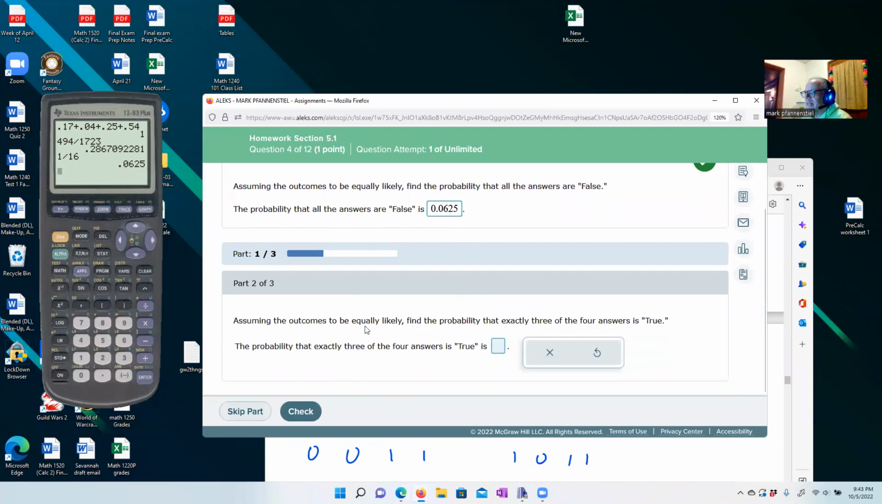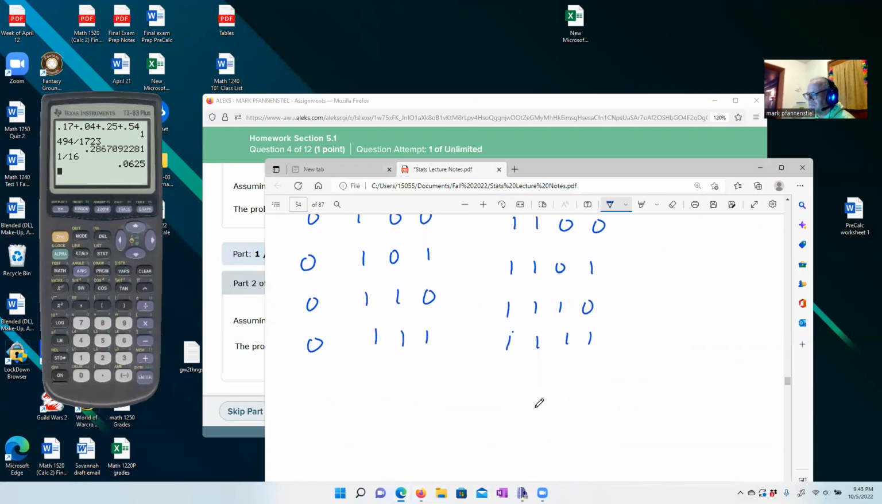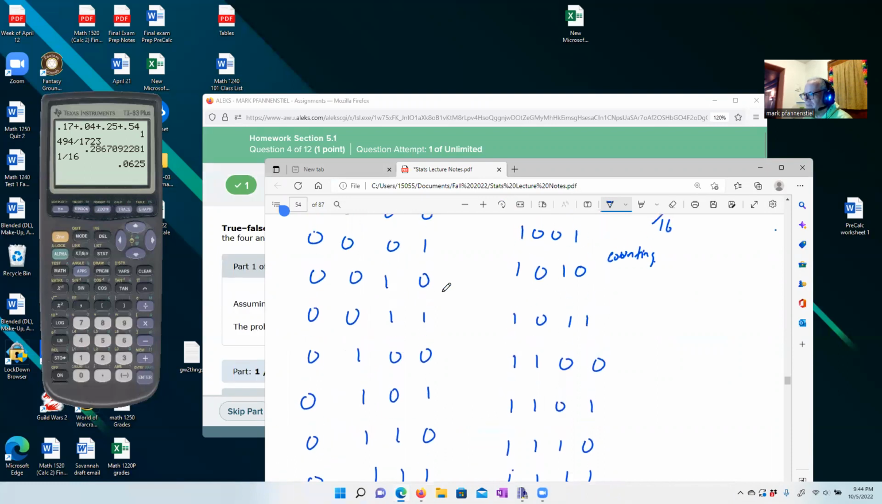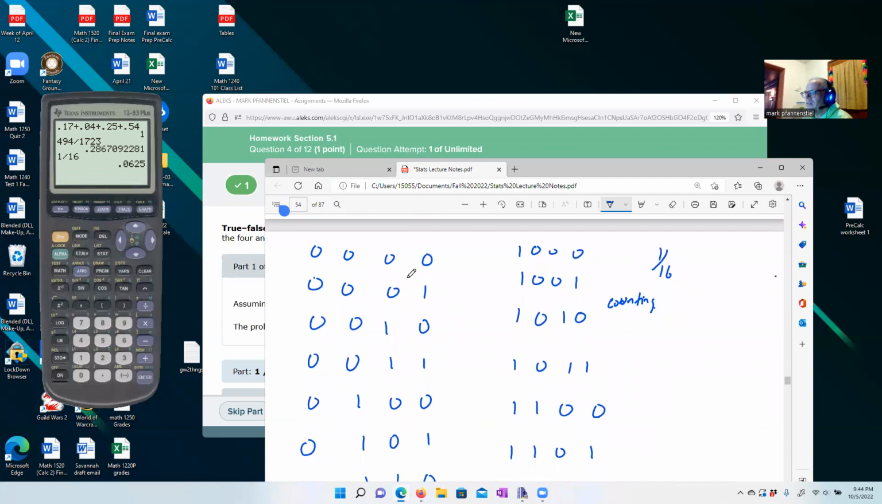Assuming all the outcomes to be likely, find the probability that exactly 3 of the 4 answers are true. Aha, that's a little bit more interesting. They want 3 out of 4 answers to be true. Well, if true is equal to 1, right? If I set my true to be 1 and my false is 0, then if I add up all of these, anything that adds up to 3 is going to be 3 of the answers are true.